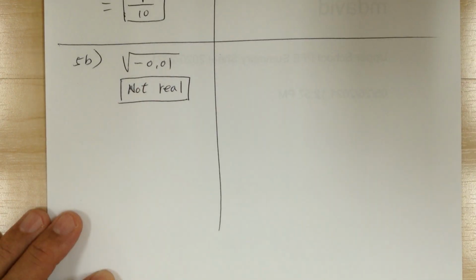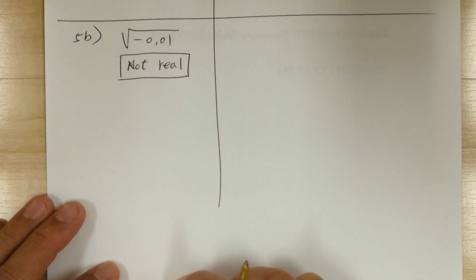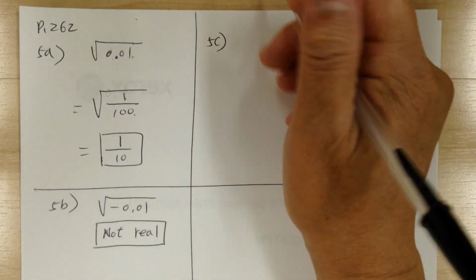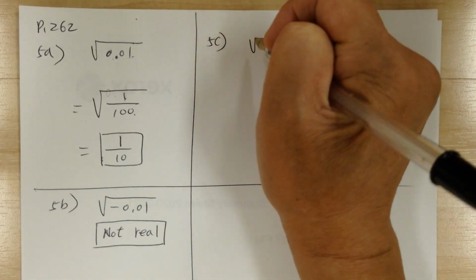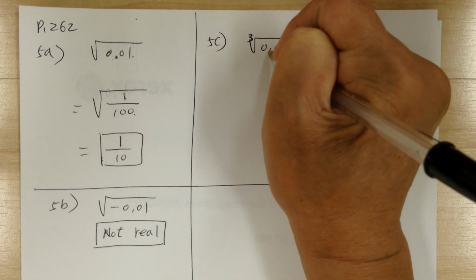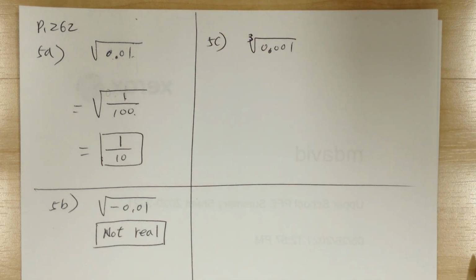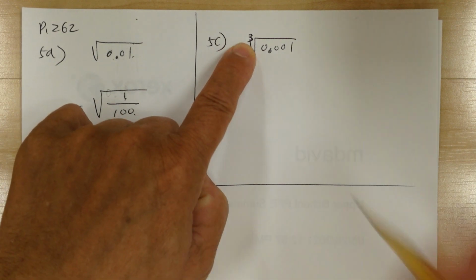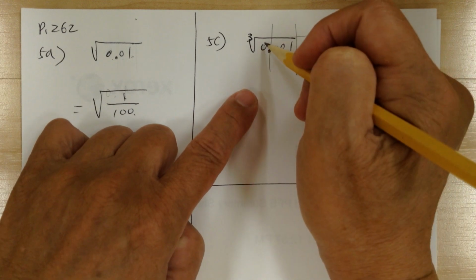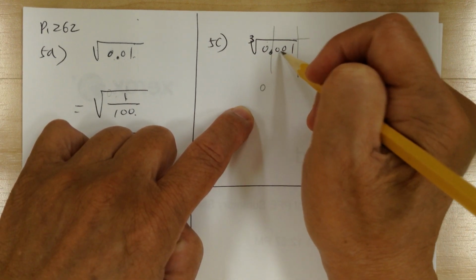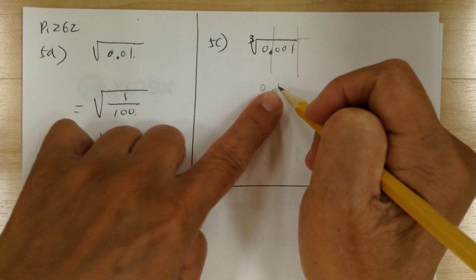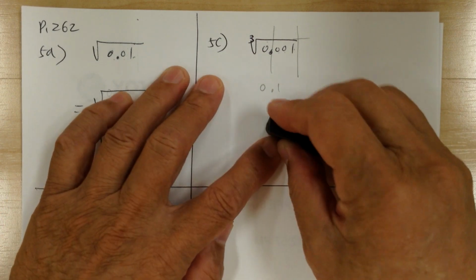Normally you want to go down, but I don't want to keep going down, running out of space, so I'm just going to the second column. 5c equals cube root of 0.001. Again, you can kind of guess. This is the cube root, which means you break it up into groups of 3 digits. The cube root of 0 is 0, and the cube root of 001 is 1. So the answer would be 0.1. That's one way of doing it.